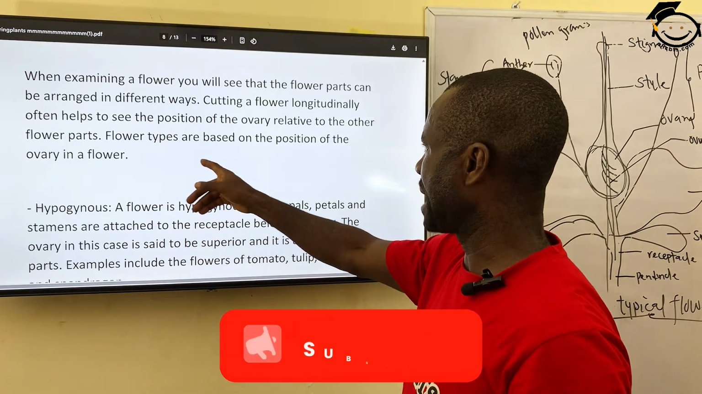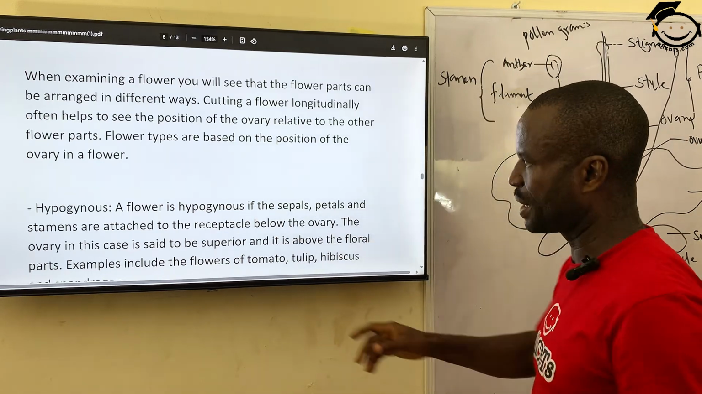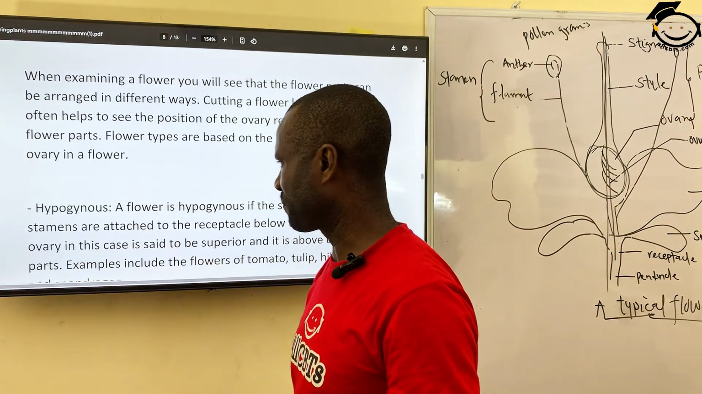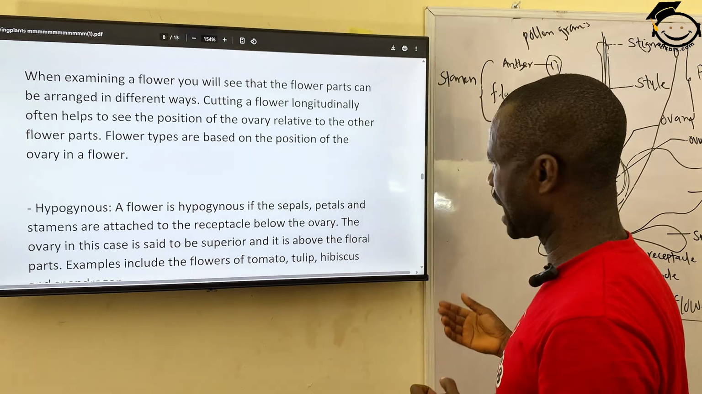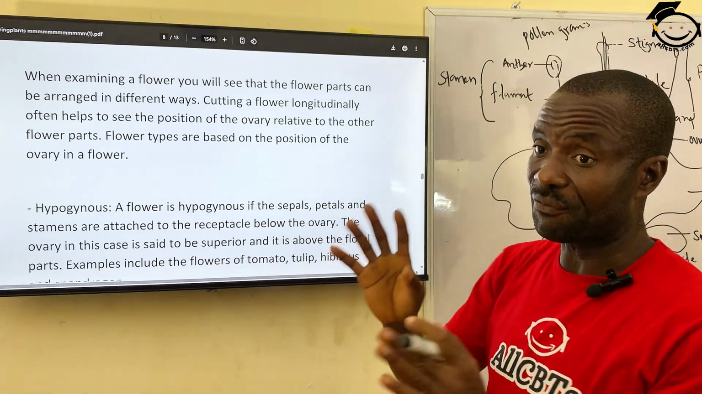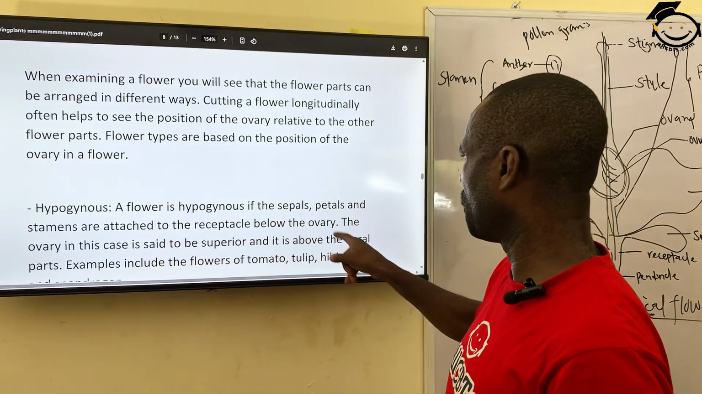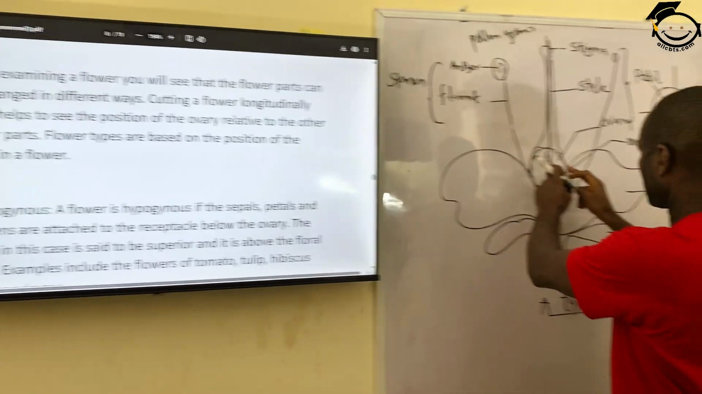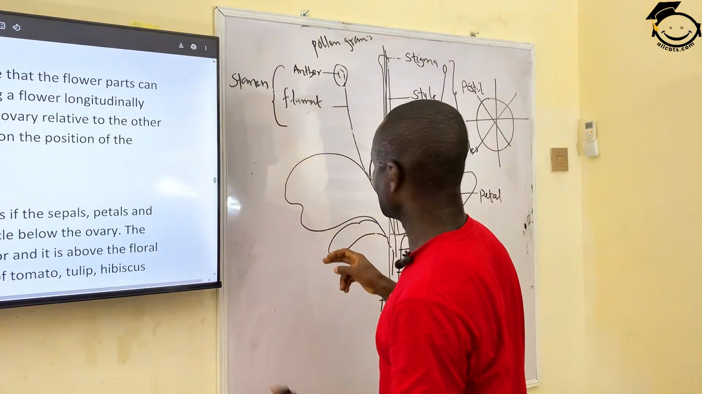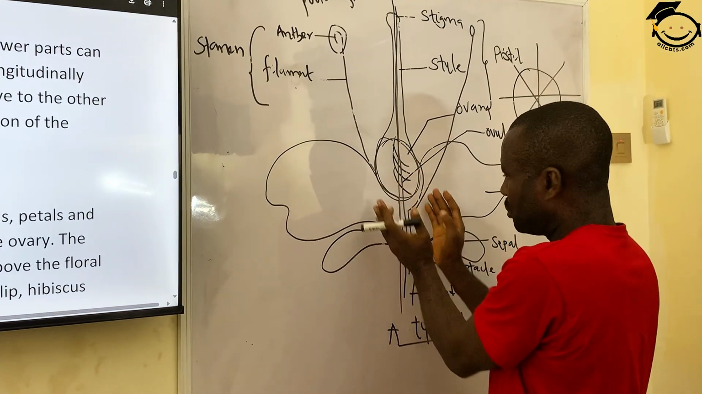The flower types are based on the position of, we can see about 3 positions here. Number 1, we have hypogynous flower. A flower is hypogynous if the sepal, petal, that is the 4 floral parts, are attached to the receptacle below the ovary. Meaning, for a hypogynous flower, all the 4 floral parts are attached below the ovary.